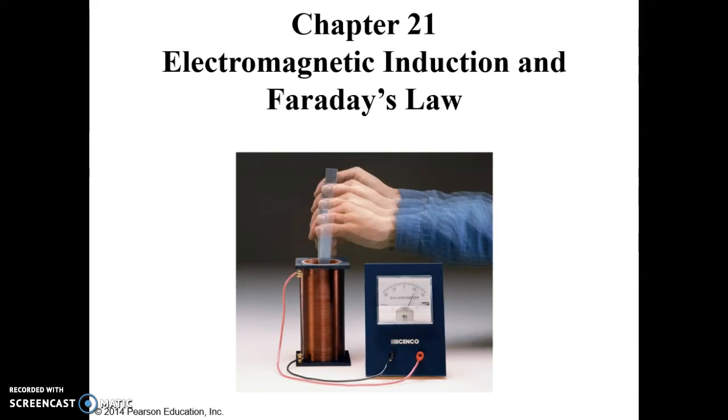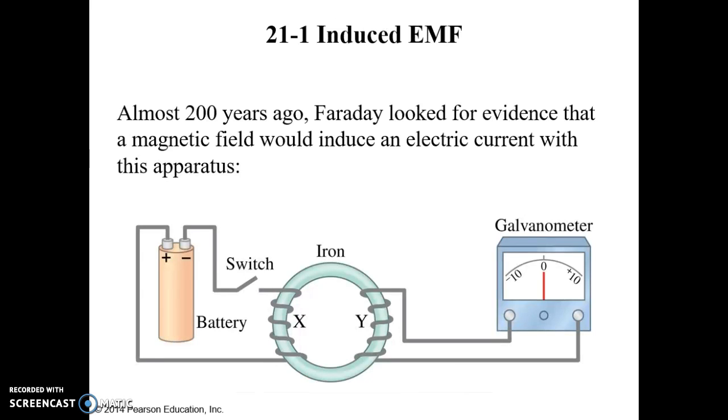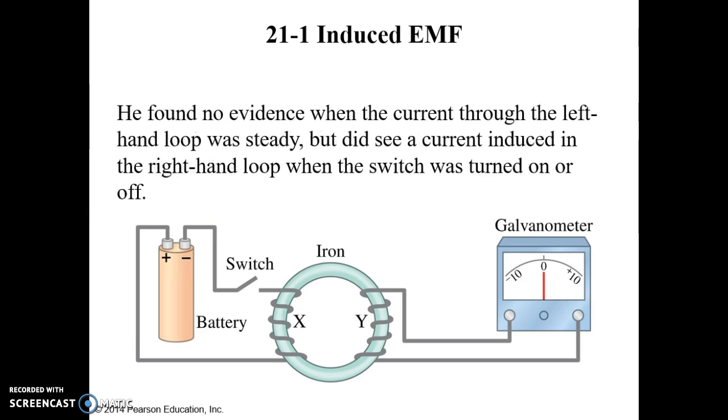Hello, class. We're going to discuss electromagnetic induction. Below is an experiment created by Faraday to observe the relationship between magnetic strength and current. What he discovered is that when you change the magnetic strength, the current is produced. In the experiment below, Faraday only observed current measurements right at the instant the switch closed or opened.